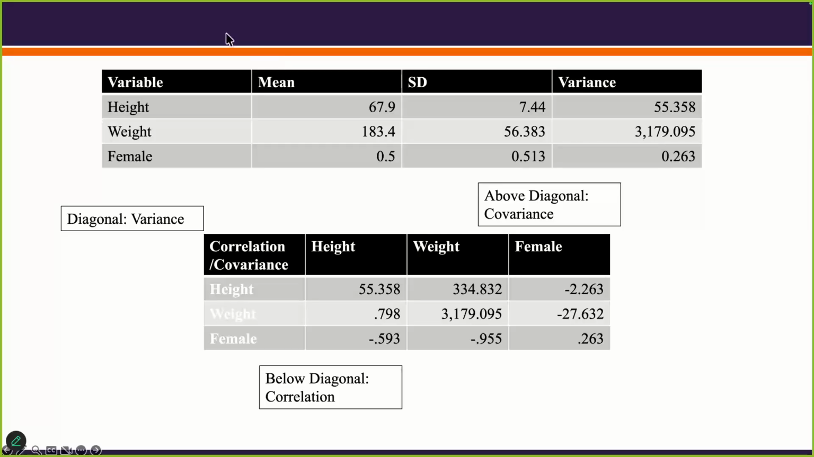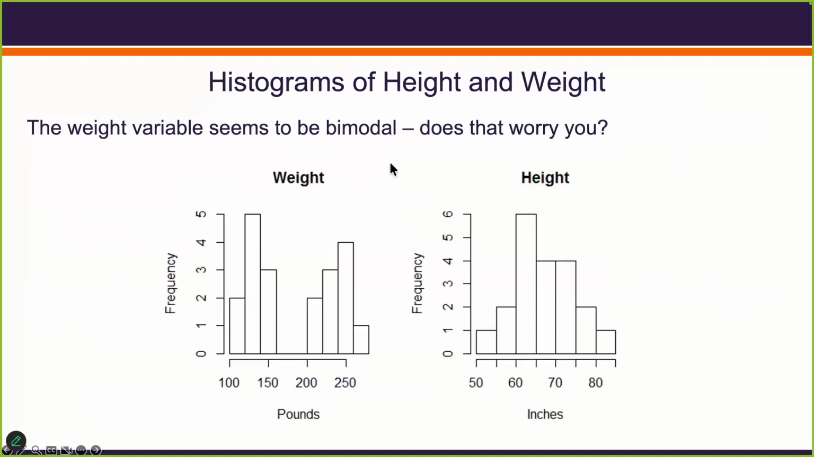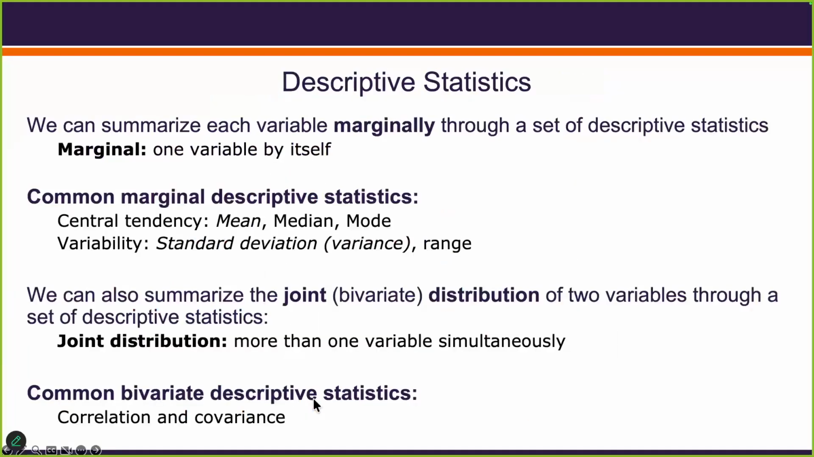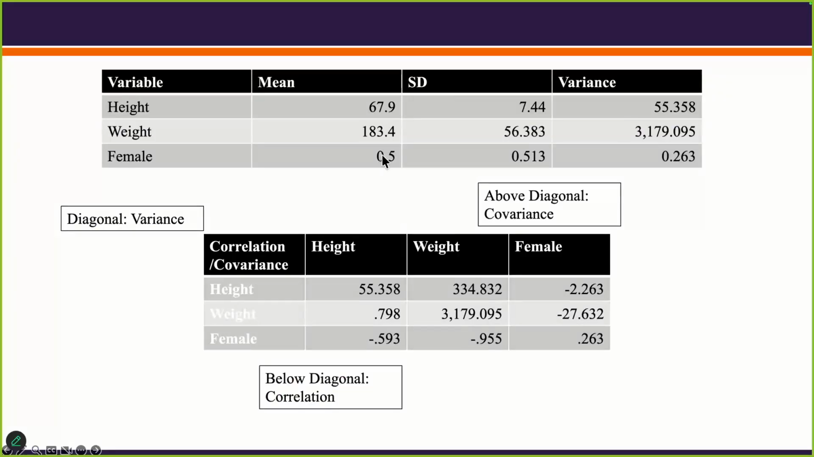These are the descriptive statistics. We have the average height of a person is 67.9 inches, average weight is 183.4 pounds. And honestly, if you look at 183.4, that falls where nobody is. So that's another interesting feature of a bimodal distribution. And exactly half of the data set are female, it appears.